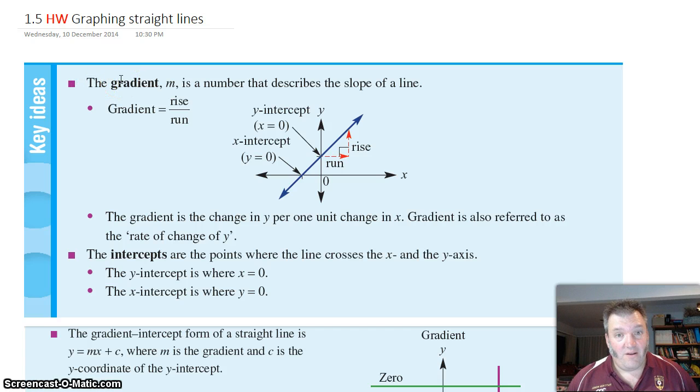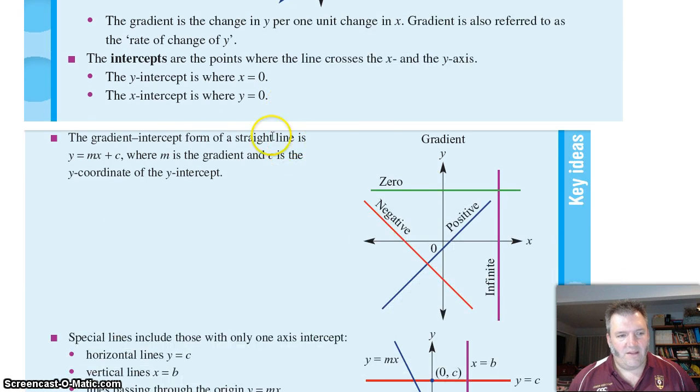The gradient of a line is a measure of how steep the slope is. Remember, rise over run: the change in y coordinate divided by the change in x coordinate between two of the points on the line. That's the way we usually find it. What are the important things to remember? We can see down here, they sort of got the intercepts out of order. We'll come back to those.